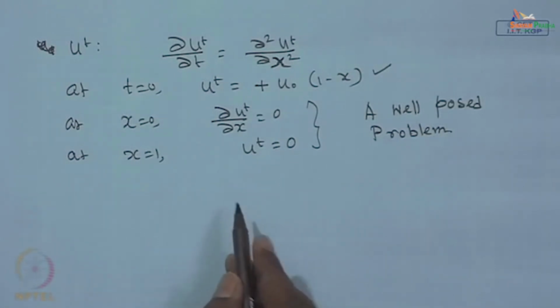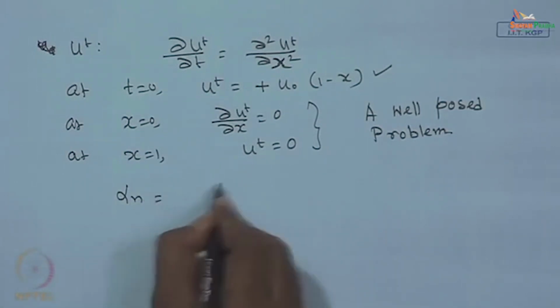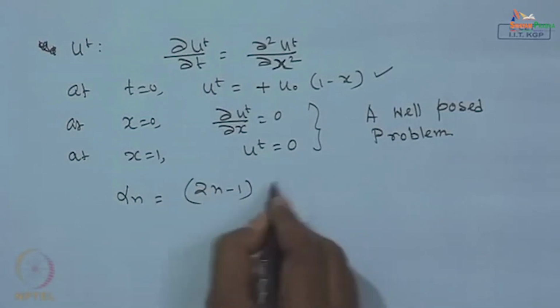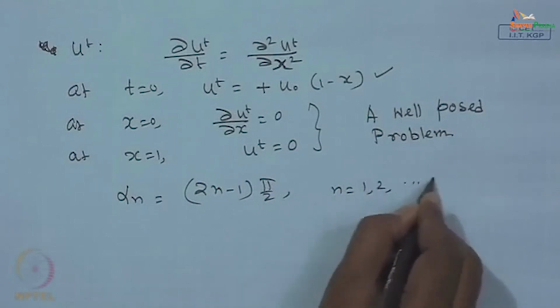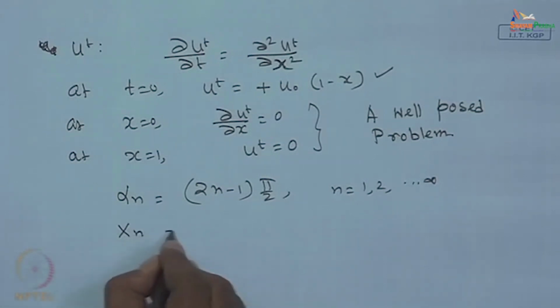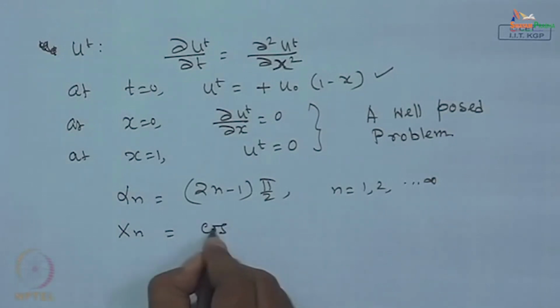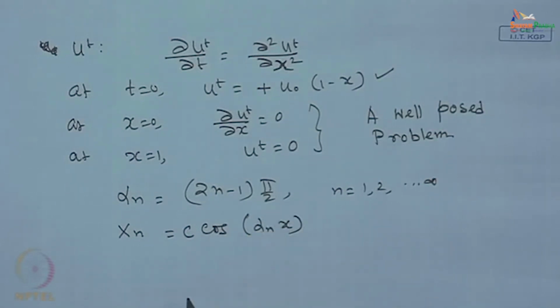We have already seen the solution of this problem. The eigenvalues are (2n minus 1) pi by 2, where n is 1 to infinity, and the eigenfunctions are cosine functions, so this will be cosine of alpha_n x. Now, if you look into the complete solution to this problem, we have already solved this problem in the last class. So, I am just writing it down.